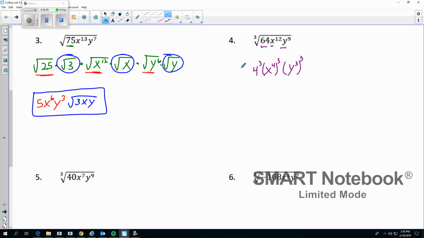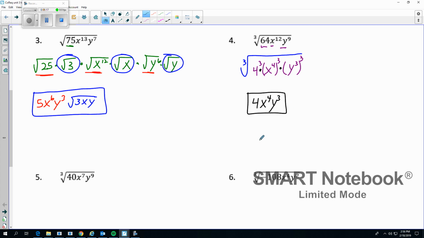And so then if I'm cube rooting all this, you cube root each one individually. You cube root each one, and what happens is they all have the exponent of 3 that basically gets nullified by the cube root. So your answer is 4x to the 4th, y to the 3rd.